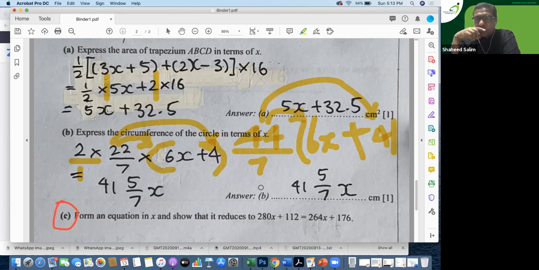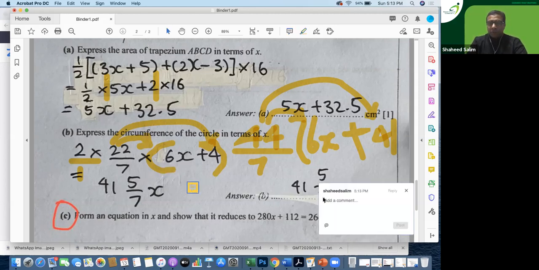Yeah. Okay. So now you have an answer like this. I'm going to just show you here. 264x, and this is over 7, right? Plus 176. Is it over 7 also, because there's a 7 below it? So let us see now. We look at this one now.